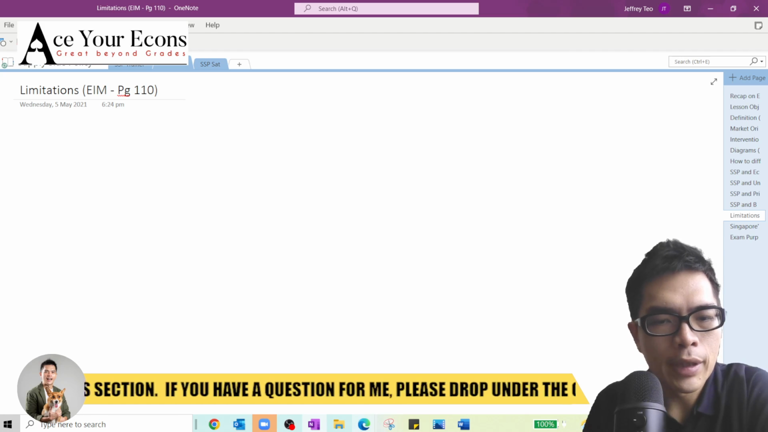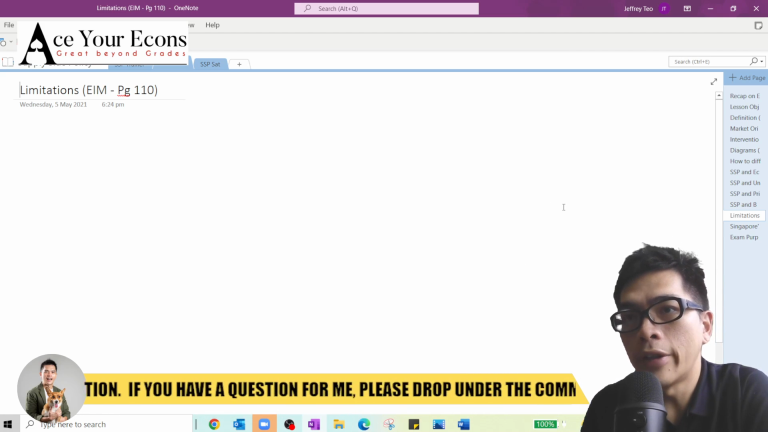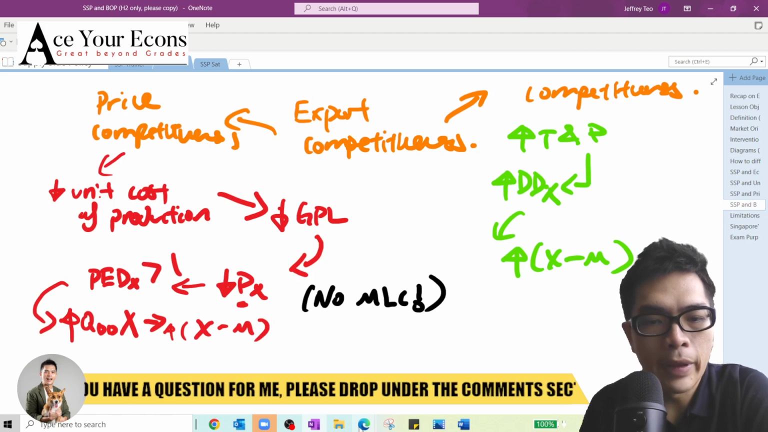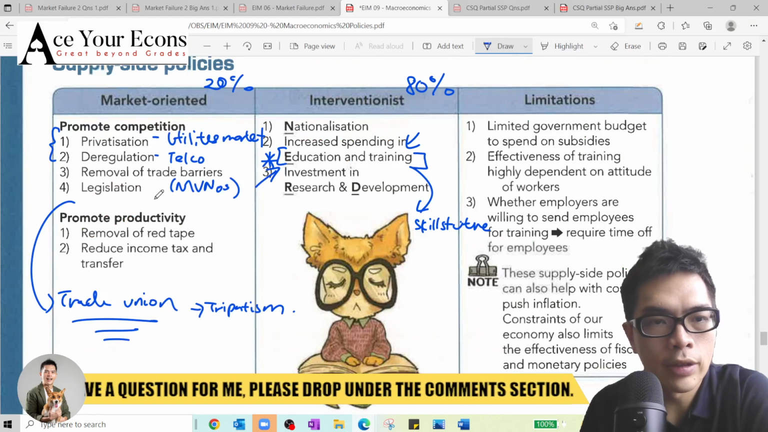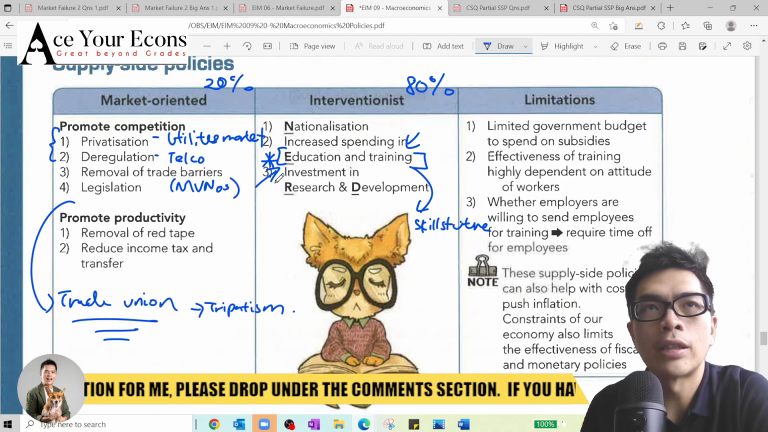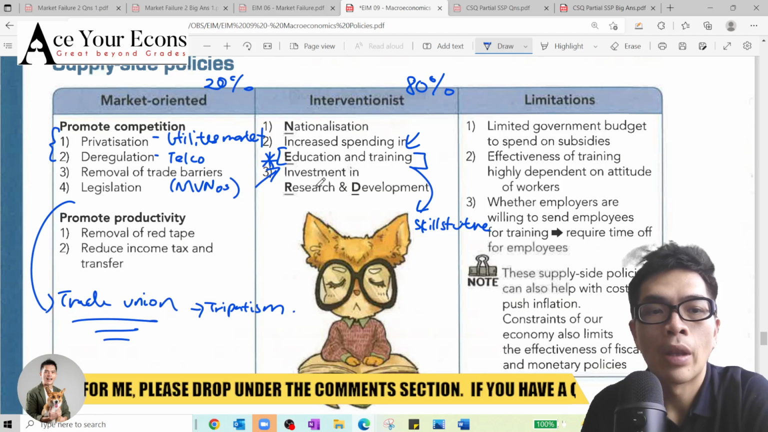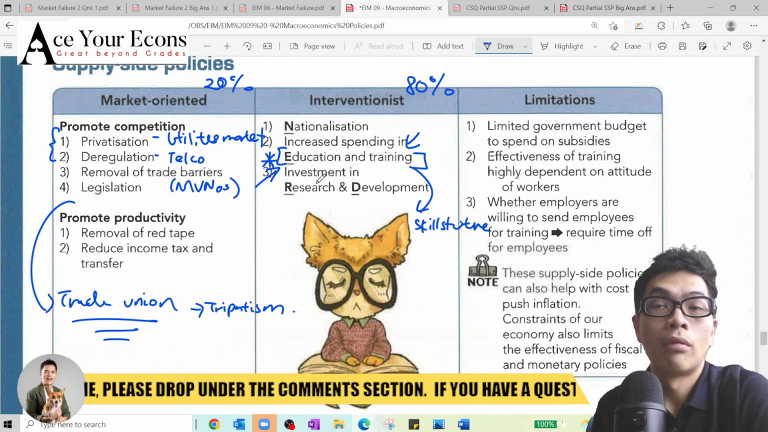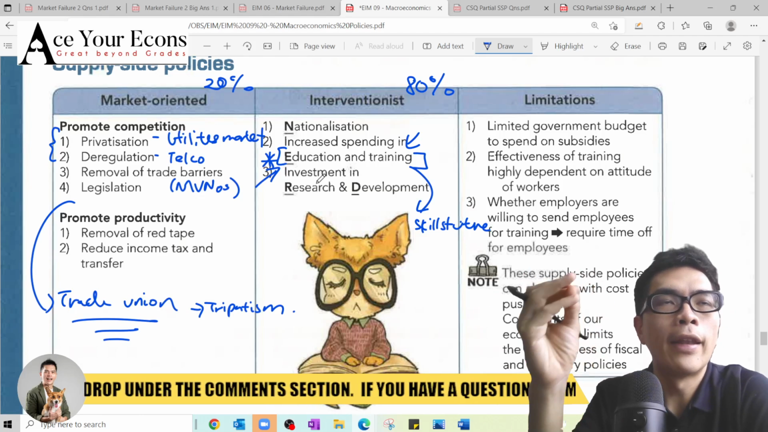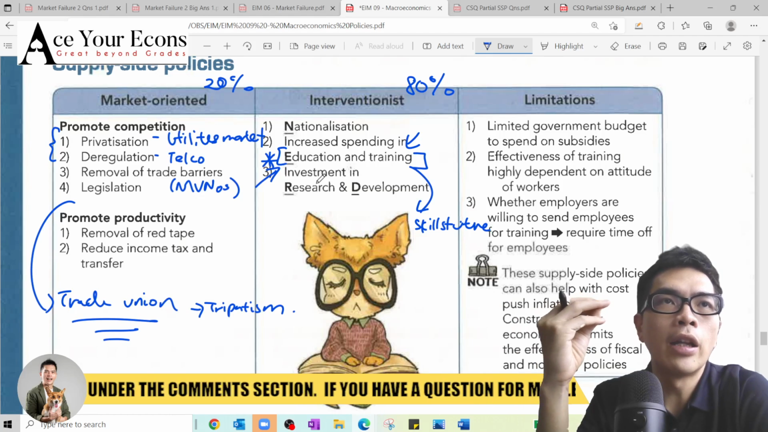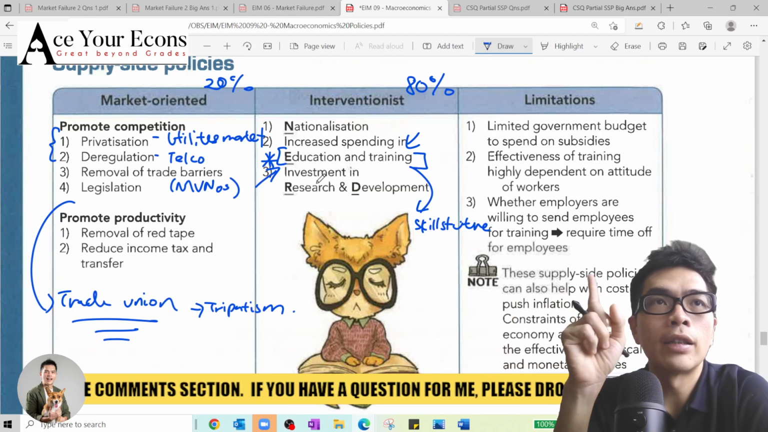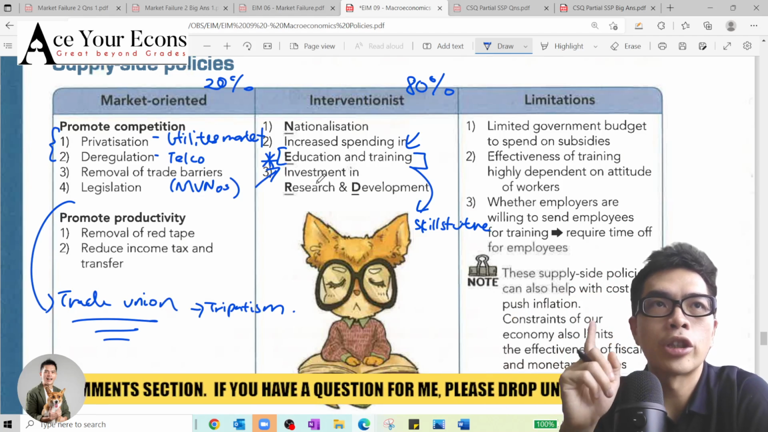Alright, limitations. Let's look out for this: are tariffs considered supply side policy? I believe it is considered supply side policy. You see that? Removal of trade barriers. When you remove trade barriers, this actually promotes higher competition. But it depends on what the intent is. If the intent is to block imports, then there is protectionism. If the intent is to promote greater competition, there is supply side policy. Clear? So get the intent right. Tariffs will be covered under protectionism.